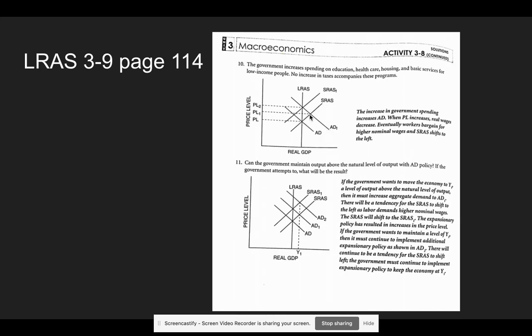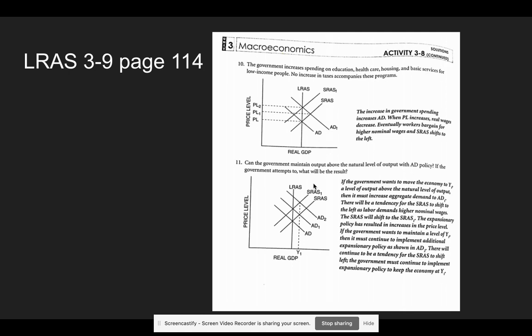So we go from this equilibrium point here to this one. You can see output and price level are increasing, which means unemployment has gone down. Eventually, what's going to happen as these prices increase, laborers, workers are going to demand higher wages, and that's going to shift your SRAS curve.